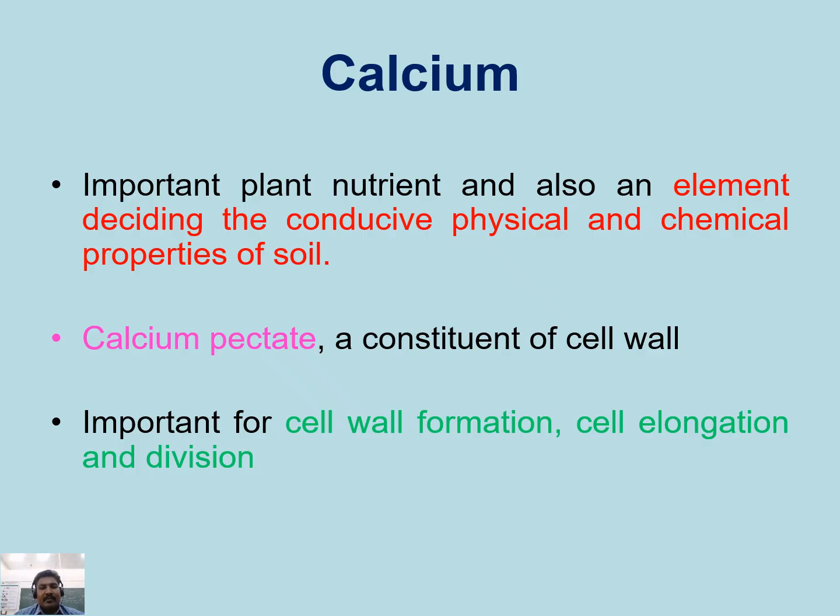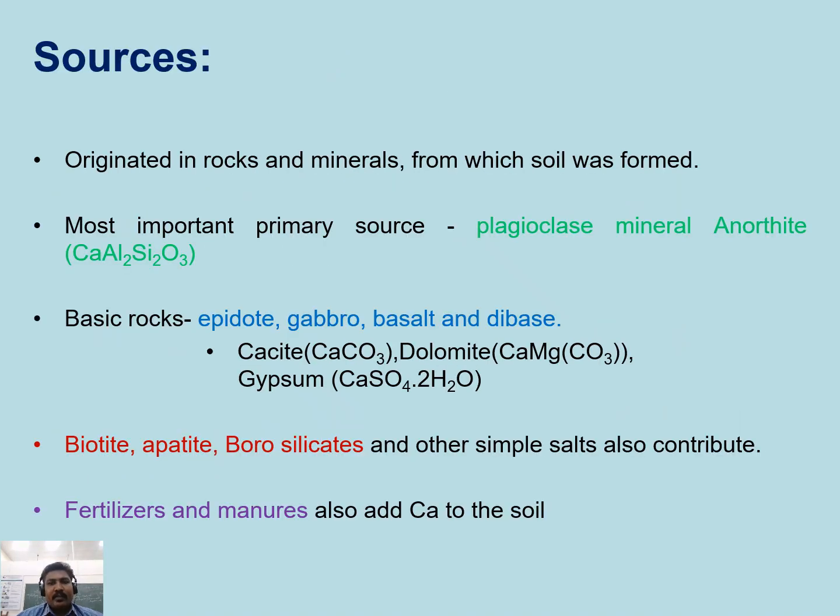And from the plant point of view, calcium is involved in cell wall protection, like it is present as calcium pectate in the cell wall. So it is important for cell wall formation, cell elongation, and cell division. So these are all the important roles calcium plays in the plant.